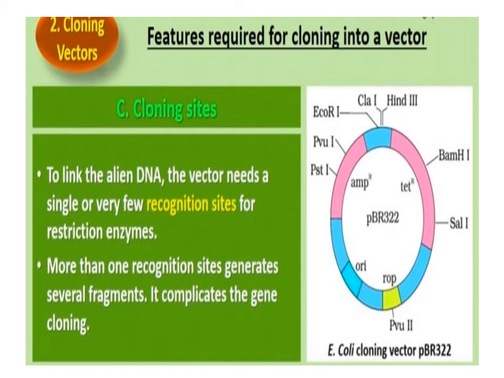Cloning site or recognition site. The vector should have very few, preferably single, recognition sites to ligate the alien foreign piece of DNA. The presence of more than one recognition site within the vector will generate several fragments, which will complicate gene cloning.